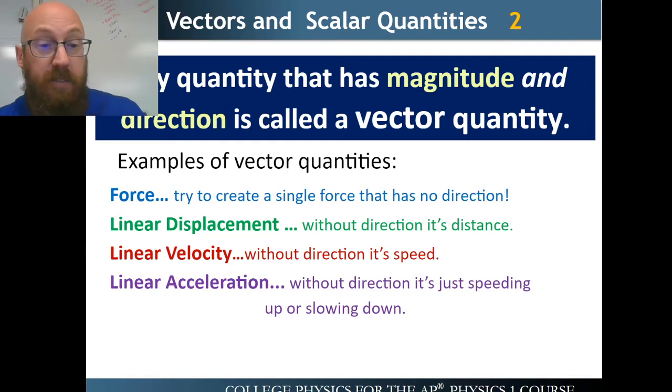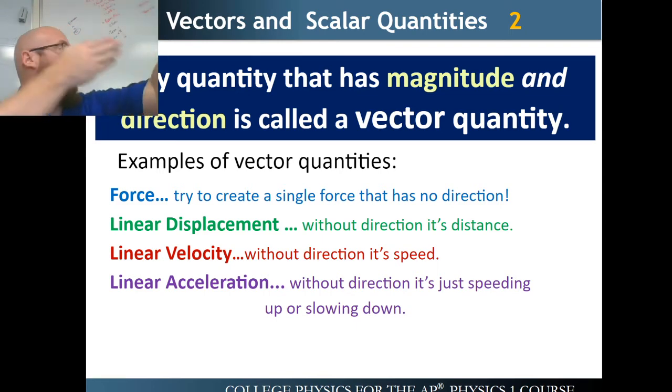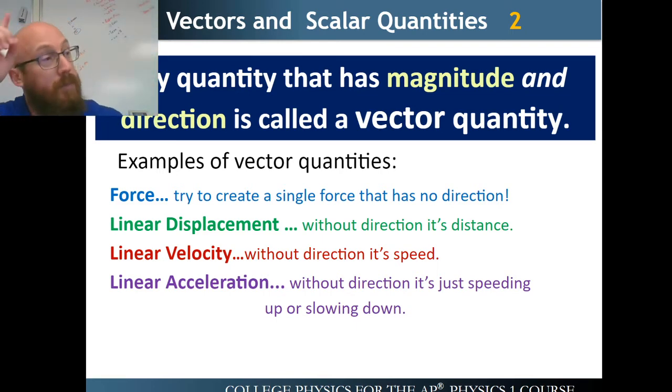So, examples of vector quantities. Force, force with a direction, linear displacement. Again, with linear displacement, you have 35 miles to the north, 35 miles to the west. It is a vector quantity. A scalar is just 35 miles. It doesn't give you any direction. 35 miles could be over there, over there, back there, up there, down there.